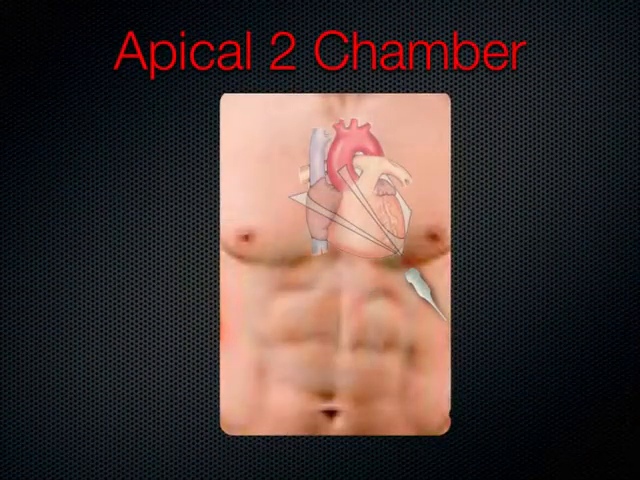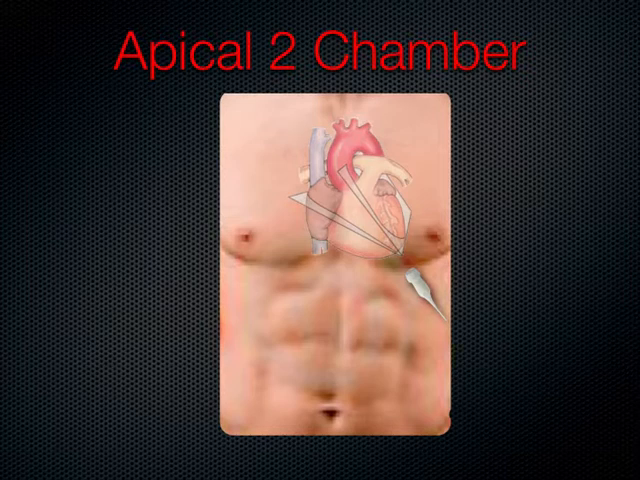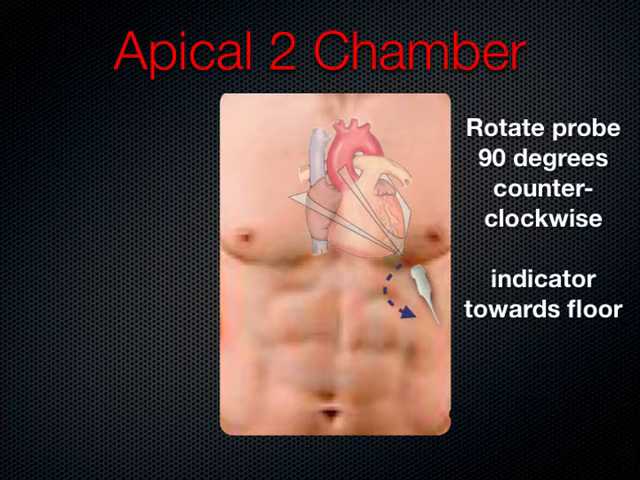Now here's a new view for you. This is called the apical 2-chambered view, and it's just a way to look only at the left ventricle and the left atrium. And what we do is we rotate the transducer 90 degrees counterclockwise, or basically taking that indicator from the patient's right and rotating the transducer so that the indicator aims towards the floor.